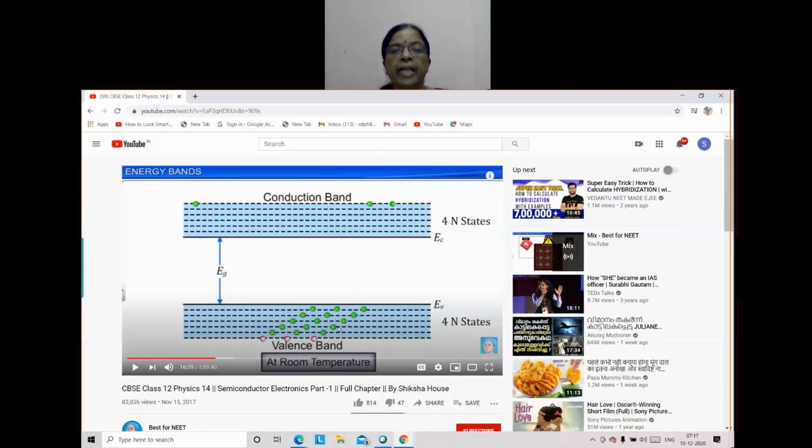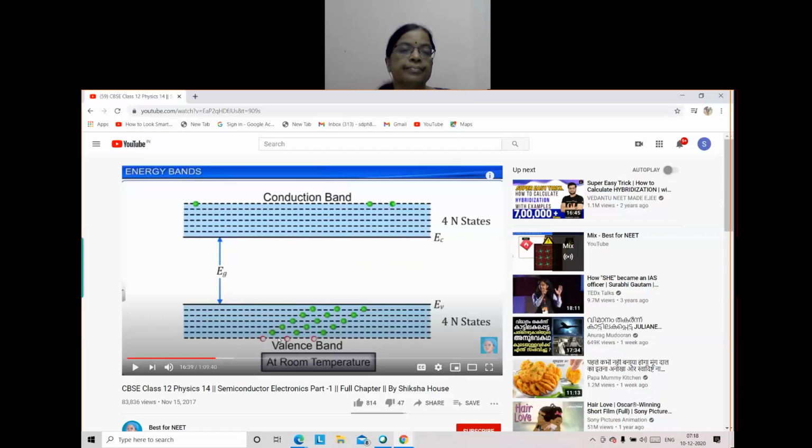So actually, in the case of a semiconductor, both electrons in the conduction band and holes in the valence band make the material conductive. So when you find the current, the total current will be the sum of electronic current plus hole current. You have to find both. And when you measure current, that will be due to the flow of electrons in the conduction band and the flow of holes in the valence band. Both constitute the current in a semiconductor.